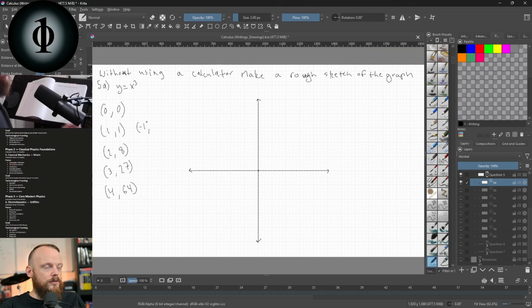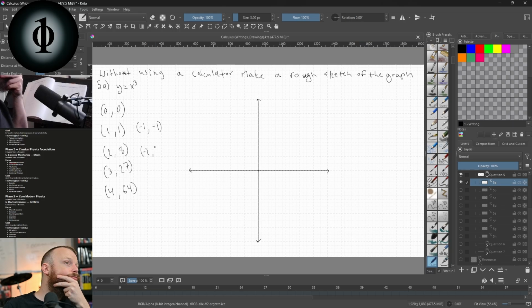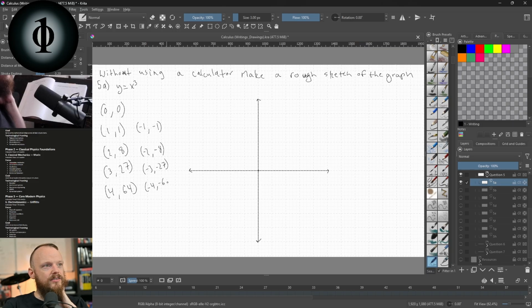When x is -1, y is -1. When x is -2, y is -8. Okay, so these are all just inverted. When it's -3, it's -27. And when it's -4, it's -64. Negative, negative. Okay, so it's obviously x cubed. We all know what this looks like, but I've got to entertain the question.